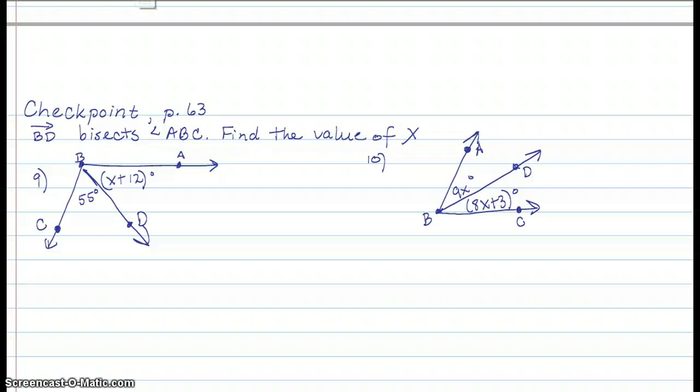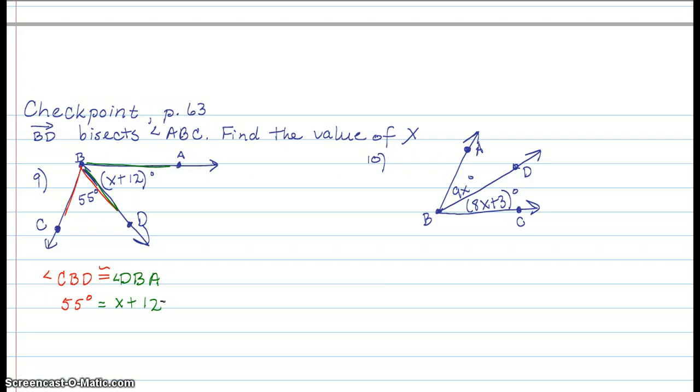So first thing that we're going to do is we're going to set these equal to one another because they're congruent. So 55 degrees is congruent to x plus 12, meaning angle CBD, which you can see right here, is 55 degrees, and it's congruent to angle, let's change our pen color, let's do green. It's congruent to angle DBA. And so that is x plus 12.